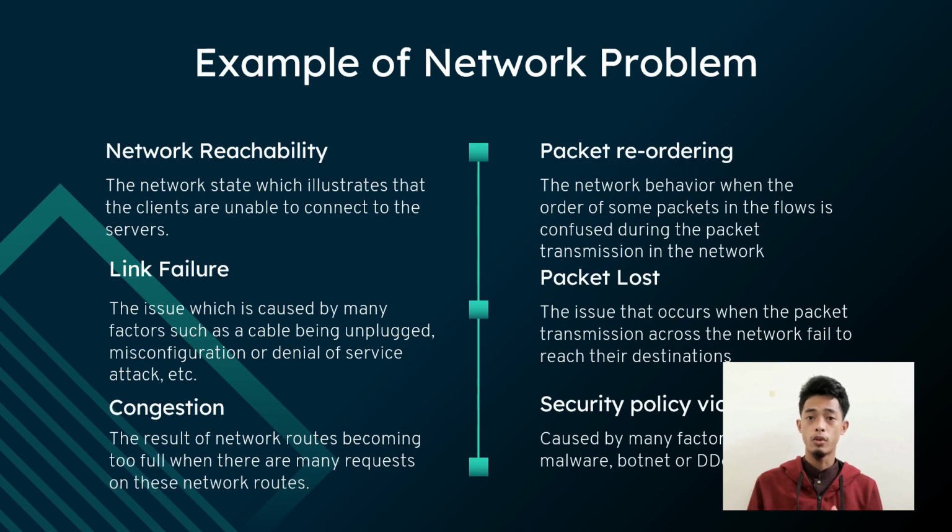Examples of network problems are network reachability, which is the network state illustrating that the clients are unable to connect to the server. Other than that, link failure, which is an issue caused by many factors such as a cable being unplugged, misconfiguration or denial of service attack, and others. Then packet loss, which is the issue that occurs when packet transmission across the network fails to reach its destination. There are other examples such as congestion, packet reordering, and others.